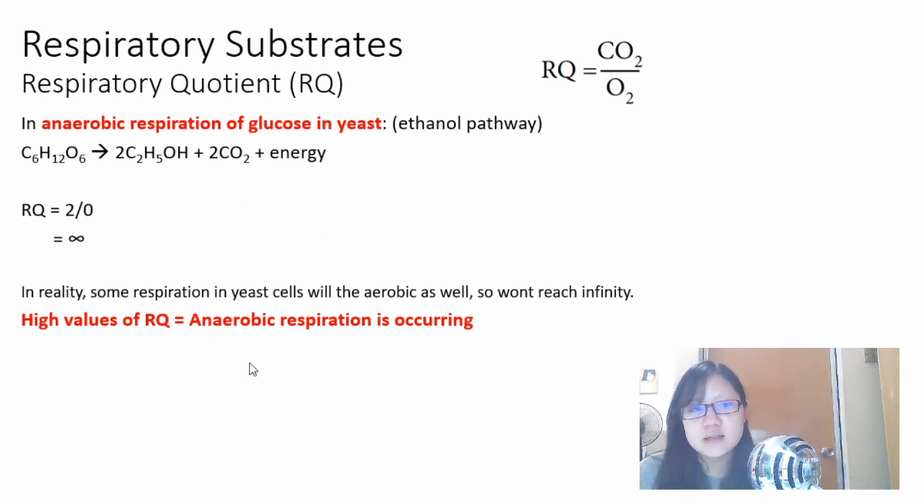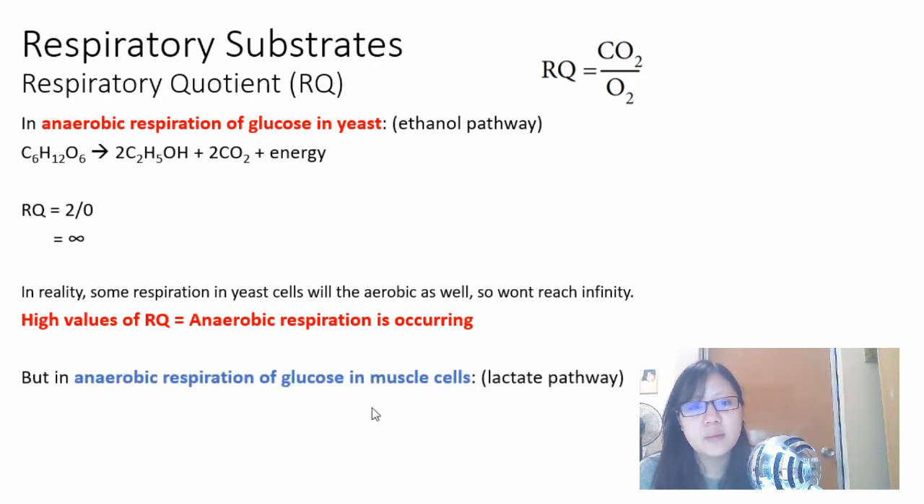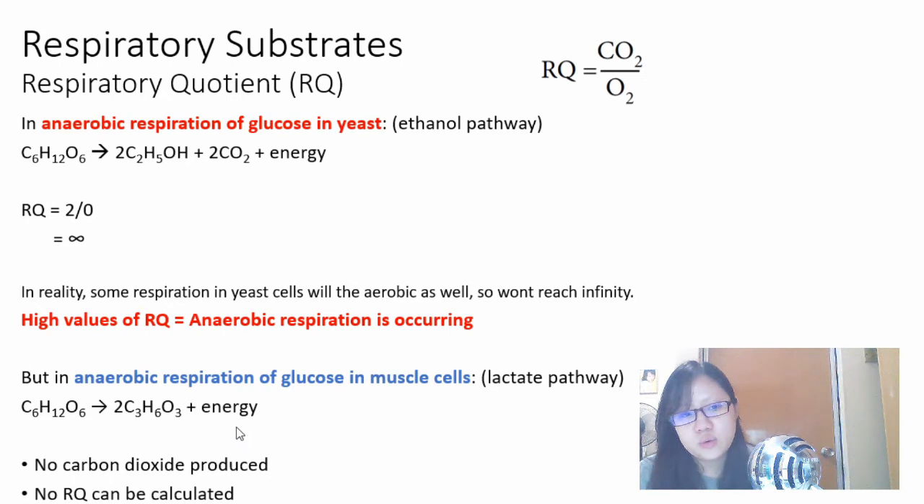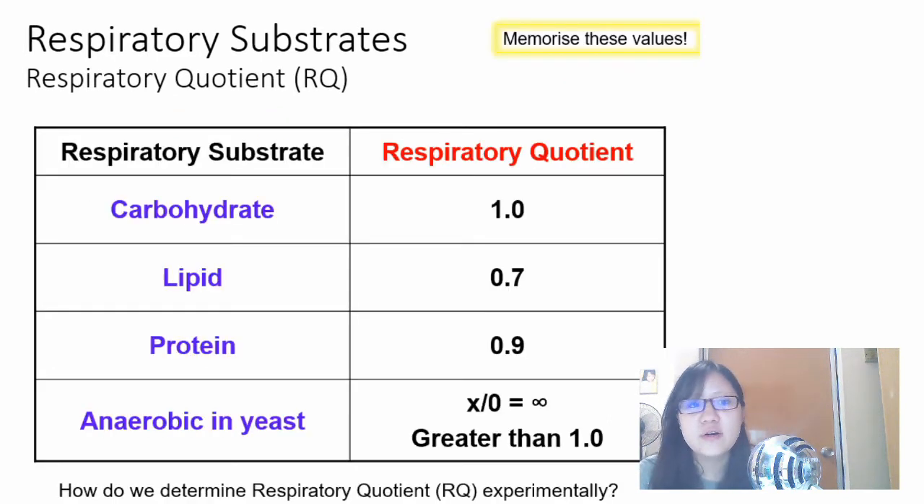But this is in yeast, right? How about in animals? How about in muscle cells, in the lactate pathway? So in the lactate pathway, it's different because no oxygen is used and no carbon dioxide is used as well. So we expect an RQ value of 0 over 0. So no RQ can be calculated. So we can see here in the summary table, what we can expect.